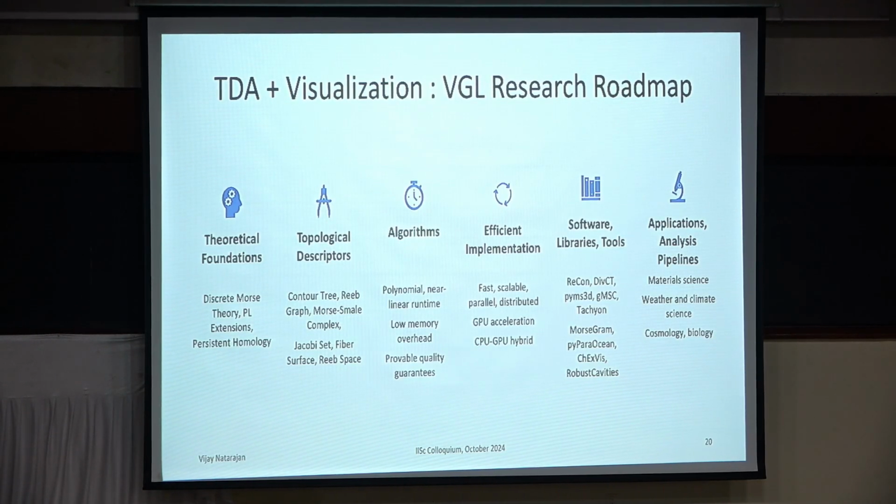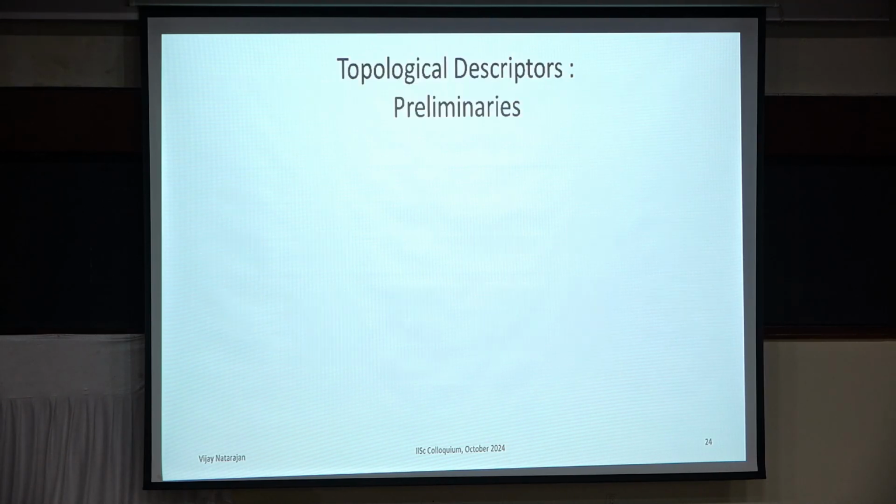Designing fast algorithms with provable guarantees in terms of the quality, in terms of runtimes, in terms of memory required. Efficient implementations leveraging the multi-core or GPU capabilities that we have now. Building libraries and software that can be used by others, and of course, practical analysis pipelines in close collaboration with application domain scientists. So we have projects across the board.